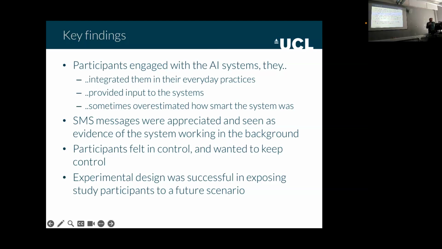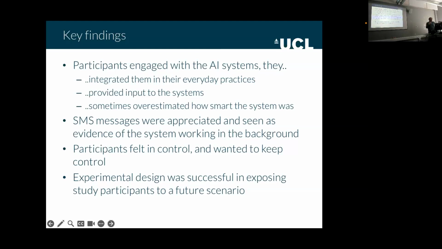And similarly, another surprising point was that participants felt very much in control. Even though technically they are delegating agency to a system, we heard things like, yeah, I save money using this, rather than the system saves money for me.